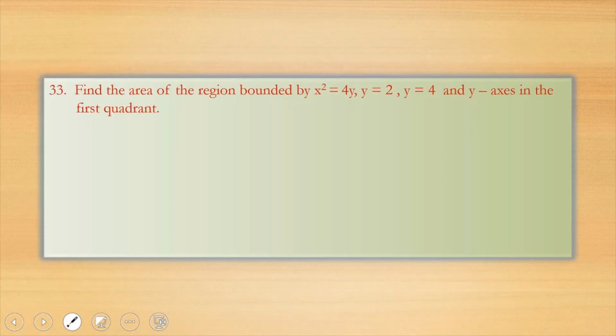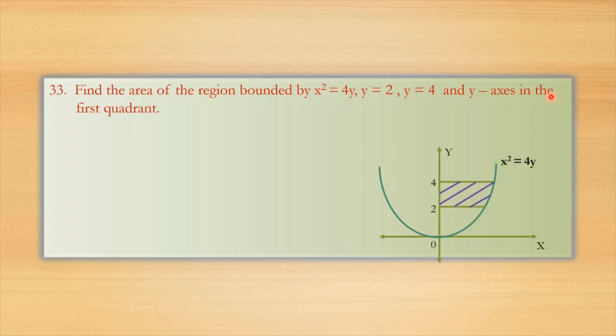Question number 33 is: find the area of the region bounded by a parabola x square is equal to 4y and the equation of a line. They have given two equations of lines, that is y is equal to 2 and y is equal to 4, and the y-axis in the first quadrant. So first you need to go with the diagram, which carries one mark.